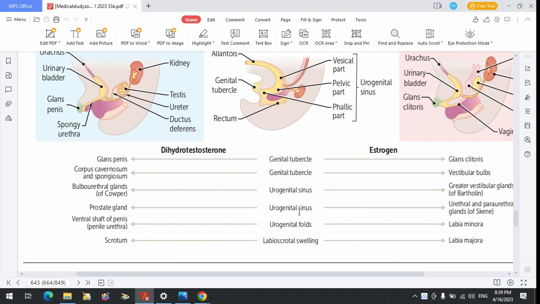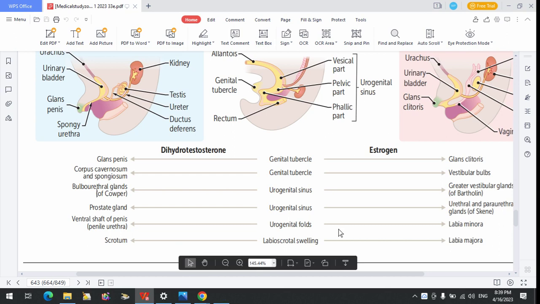What are the glands? Bulbourethral gland and the prostate gland in males. So what is the female derivative? The bulbourethral gland is equivalent to the greater vestibular gland. For the prostate, it is the paraurethral gland and the urethral gland of Skene.